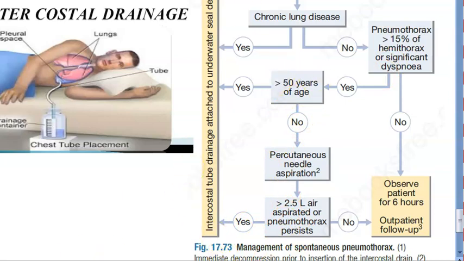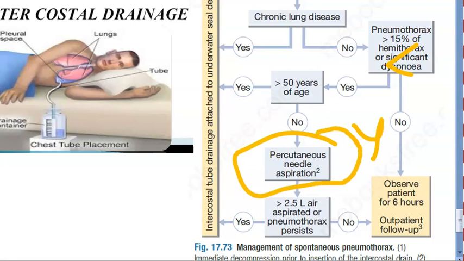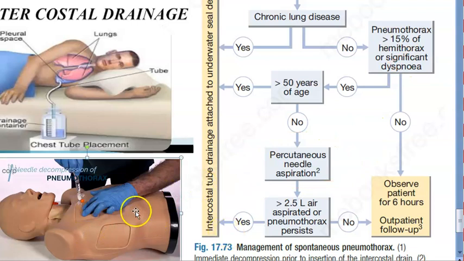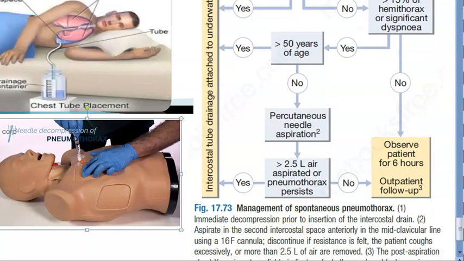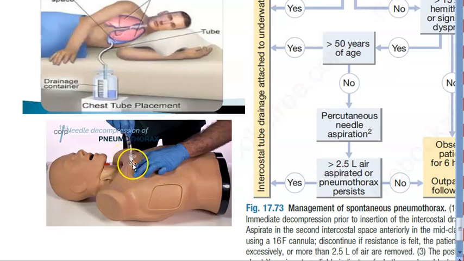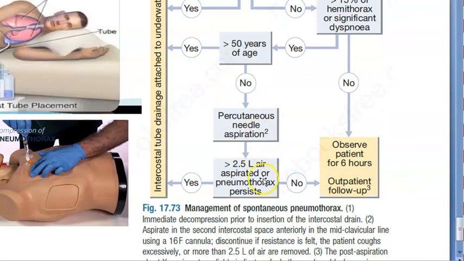Only if there is less air, if the person is young, then they are doing some percutaneous needle aspiration. What is this percutaneous needle aspiration? Do you know? This one. So needle decompression. See, they're just putting a needle here. Second intercostal space, right? They're putting it and they are going mid-clavicular line. And they will aspirate the air. And still a lot of air is coming. Again, they are talking about intercostal chest drainage tube.